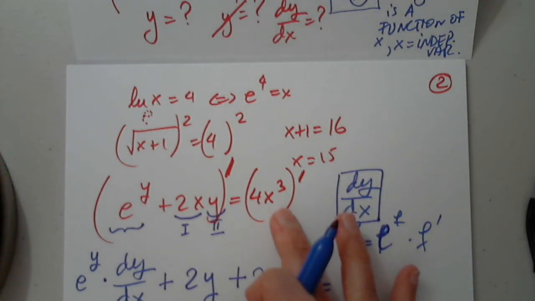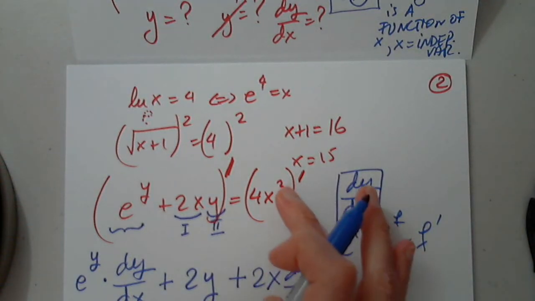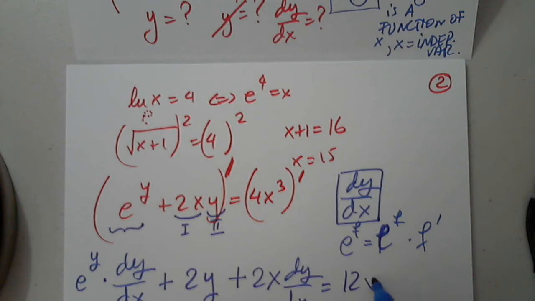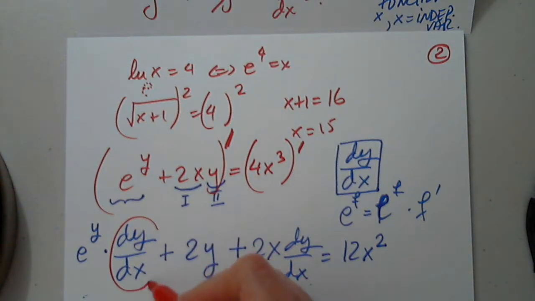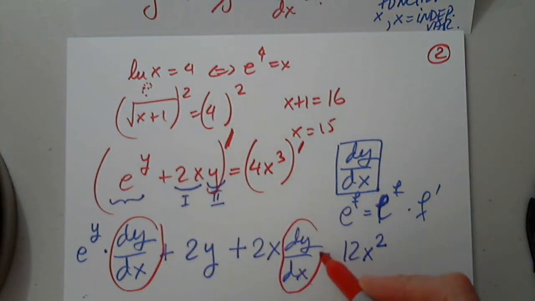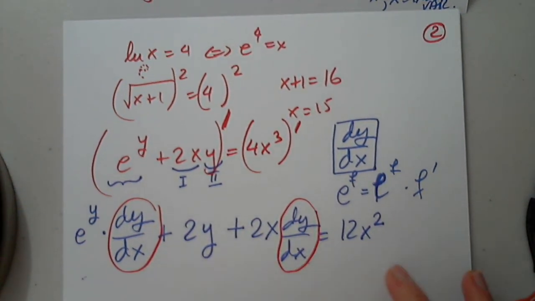The right-hand side does not have y. It's just the independent variable. I bring 3 down, so I have 12x squared. So I differentiated the left-hand side to get this. I differentiate the right-hand side to get this. Now I am after this piece. I have to solve for it. At this point, this is a linear equation in dy over dx.